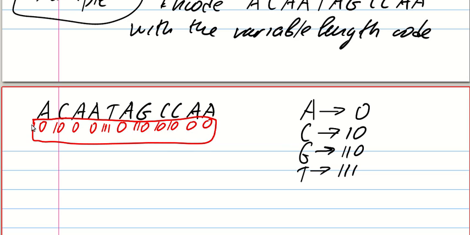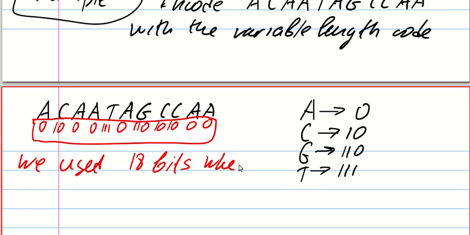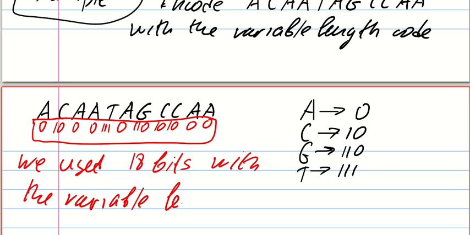So how many bits did we use? We used 18 bits. We used 18 bits with the variable length code.